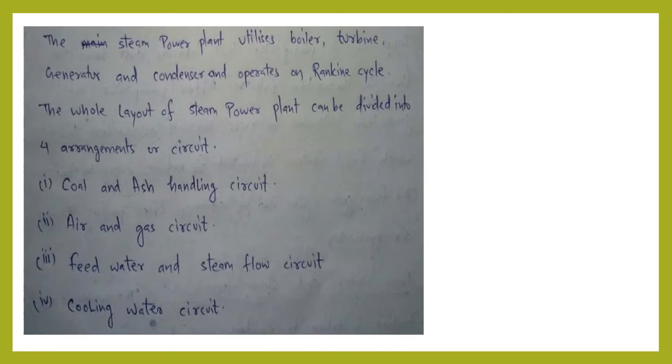If we look at the steam power plant, it utilizes the devices boiler, turbine, generator, and condenser that operate on a cycle known as the Rankine cycle. A cycle is there, known as the Rankine cycle, on which the whole power plant operates. So how will this Rankine cycle look?